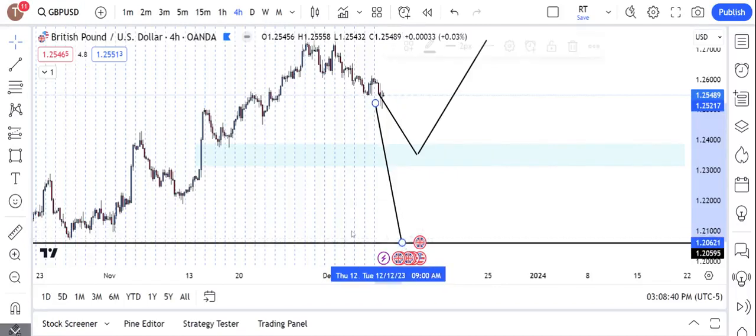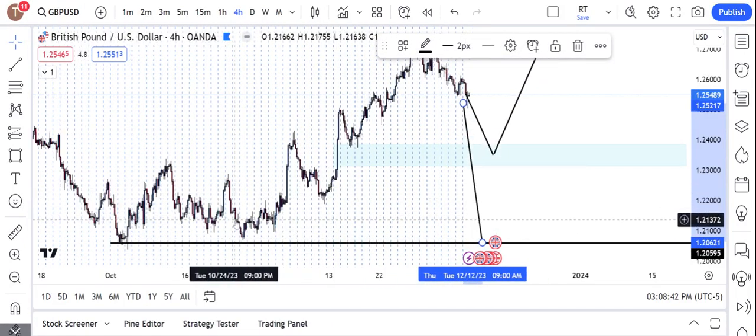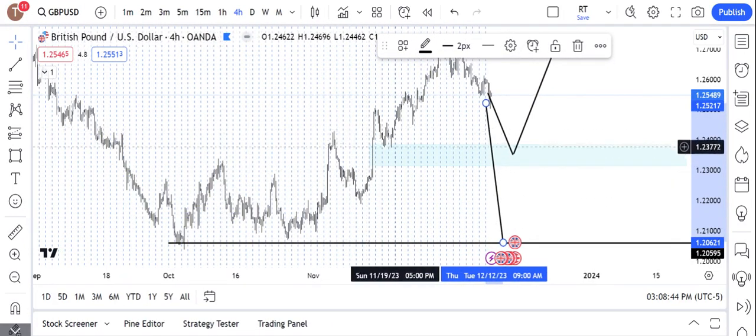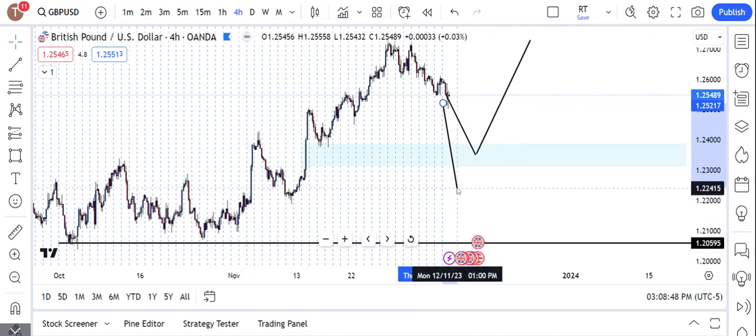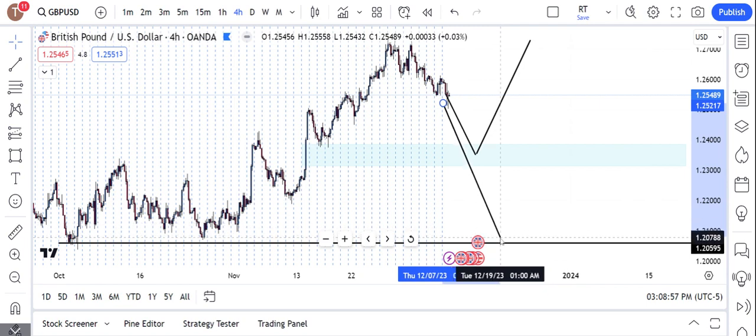If it comes all the way down here, I highly doubt that it would, because once price comes to this area right here, it's already balanced. But there ain't no telling what could happen. And price could decide, hey, I want to come all the way right here, or I want to come back to where it is I started.